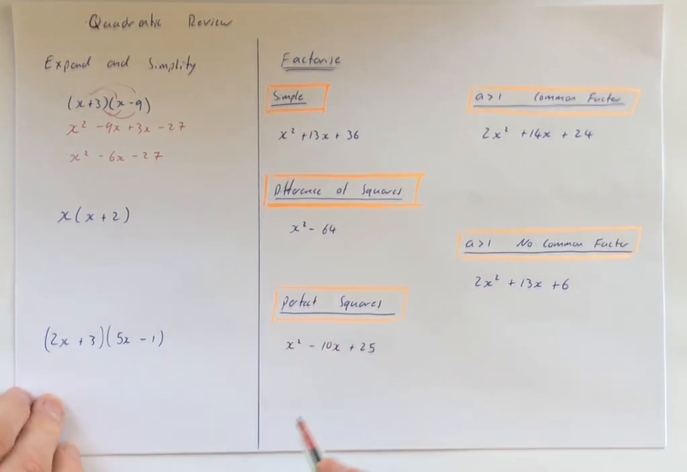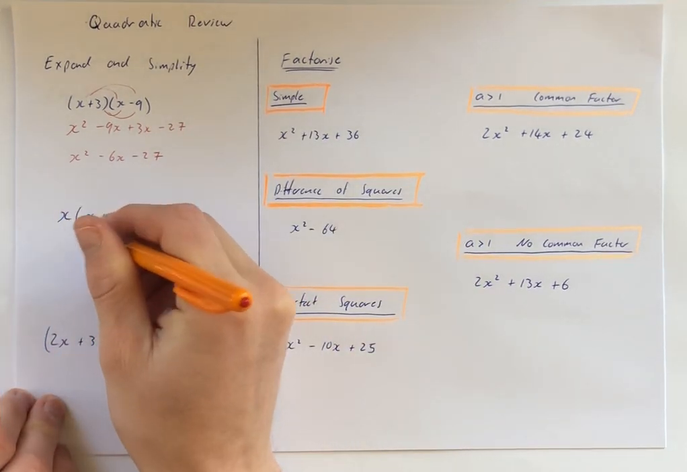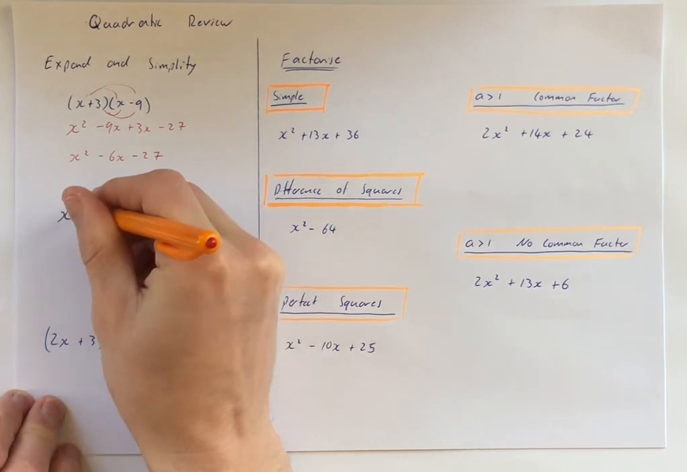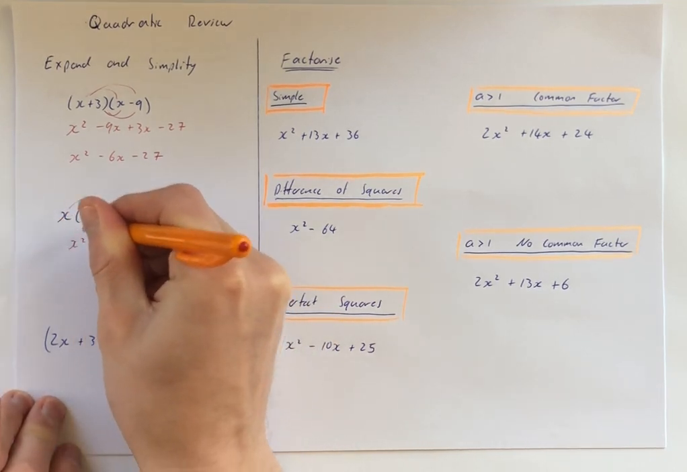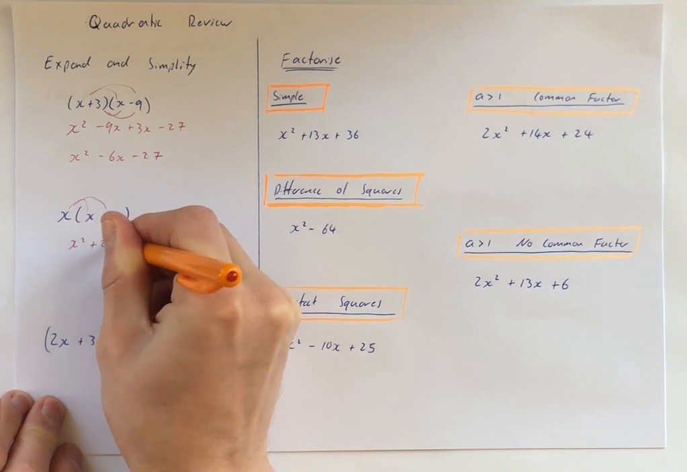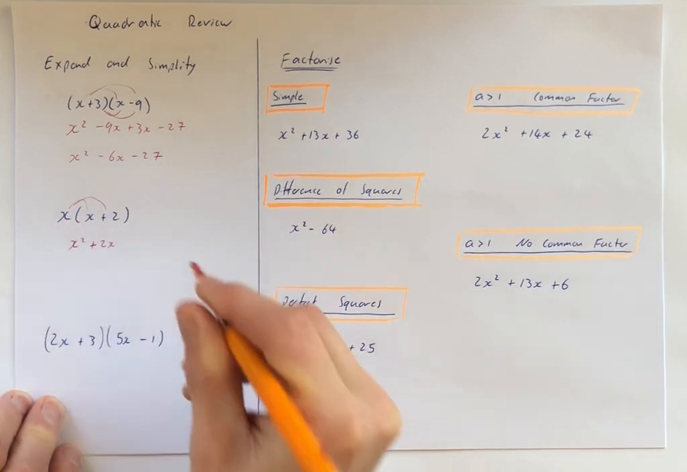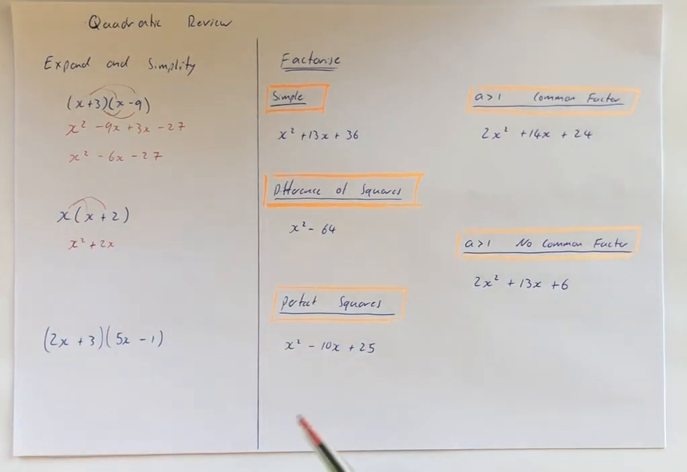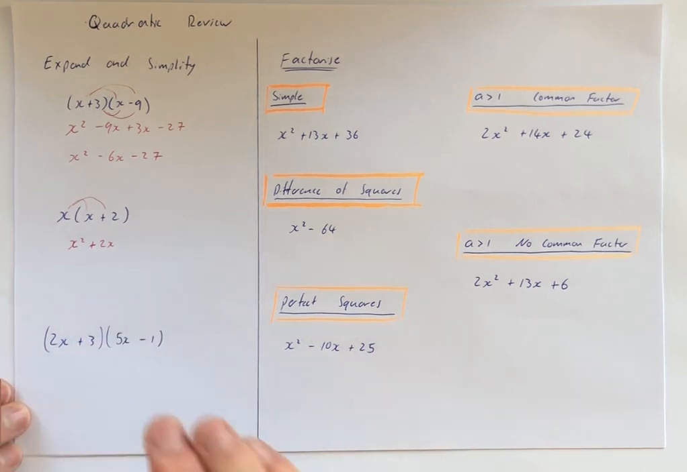I've got two more because this is quite a key skill. So x multiplied by x plus 2, x times x, and x times 2. And because x squared and 2x are not like terms, we don't need to do any simplification. It's already simplified. I've got a harder one for us here.